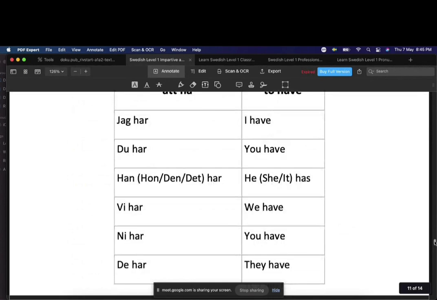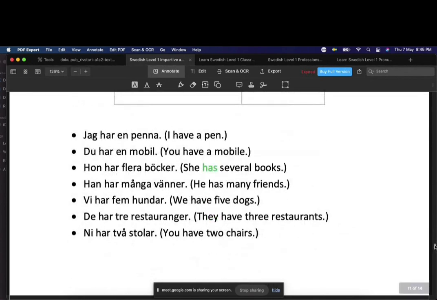So this "har" is used basically for possession. I have something. I have a car. I have a pen. I have a house. So for possession we use "har" basically.